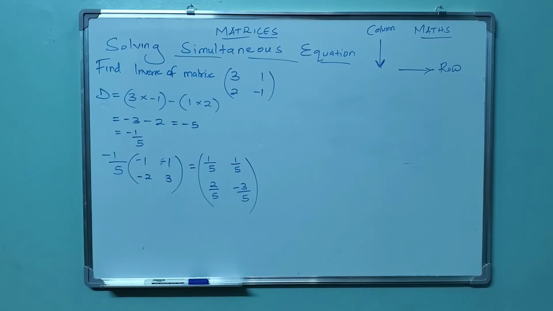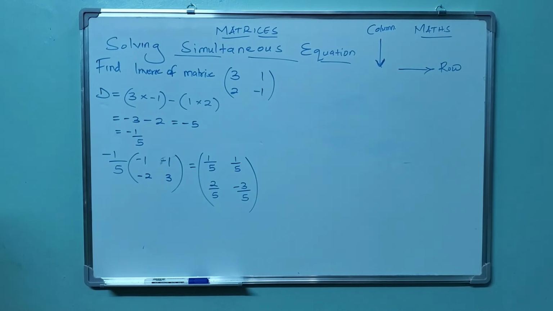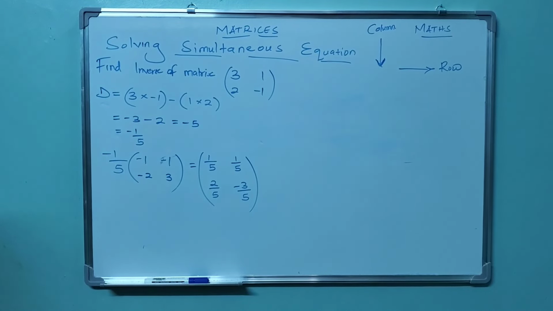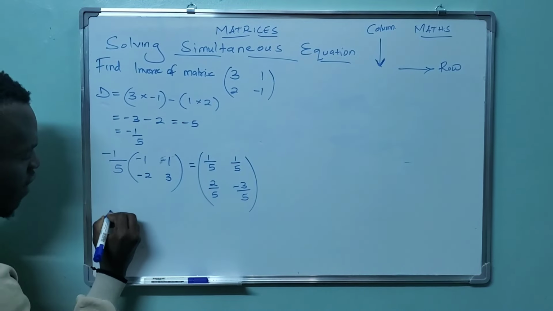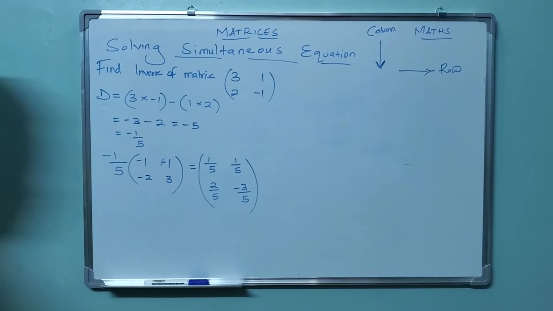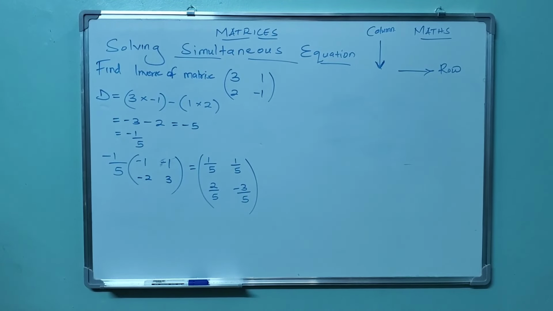The second part of that question, you're being asked: hence, find the coordinates of the point of intersection of the lines 3x plus y equals 4, and so on. So using that inverse, we are being told to solve these equations. You're being told, hence, find the coordinates of the point of intersection.